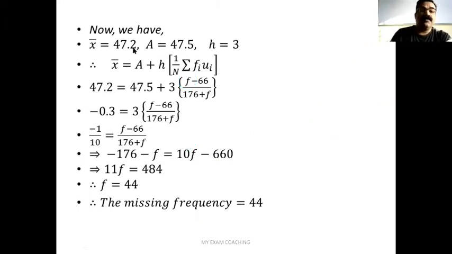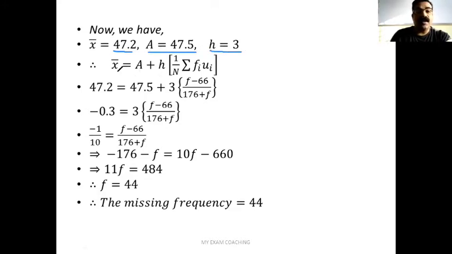Okay, so now what do we have? Mean value x bar is equal to 47.2. It is given in the question. So 47.2, and assumed value 47.5 we have taken. Class interval h is equal to 3.